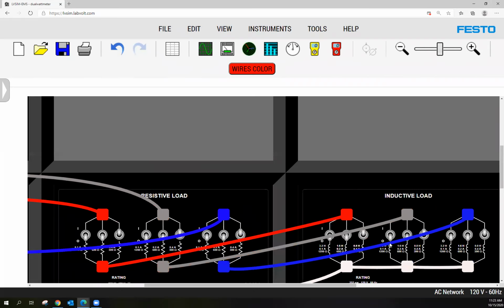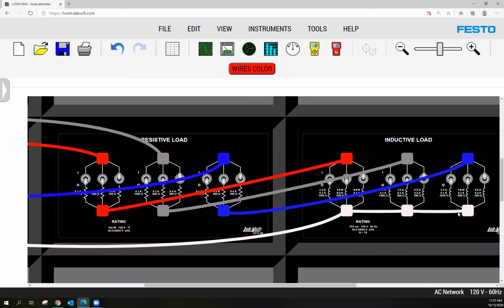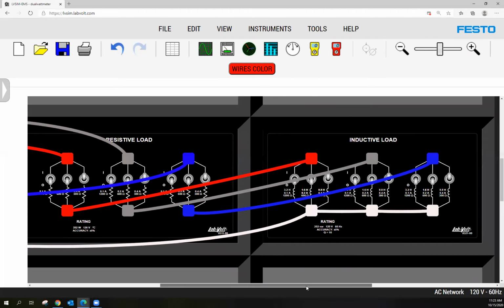I have this one connected as a Y. Look, I have a neutral connection, and I have the inductor in series with this A resistor, and this inductor in series with this B resistor, and this inductor in series with this C resistor. Good. So I have a three-phase Y load.